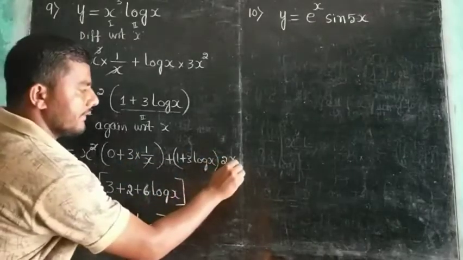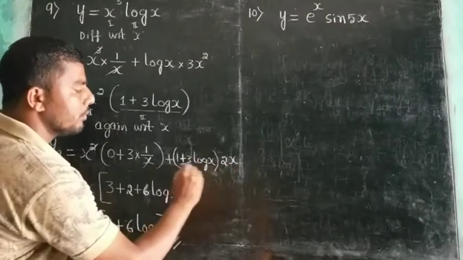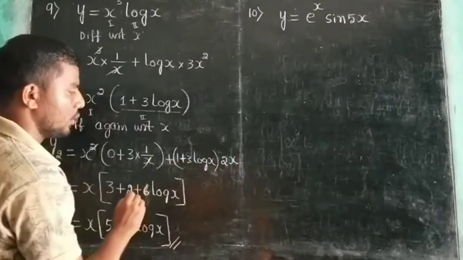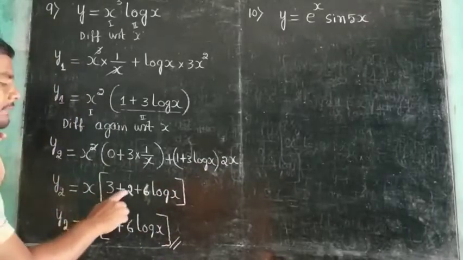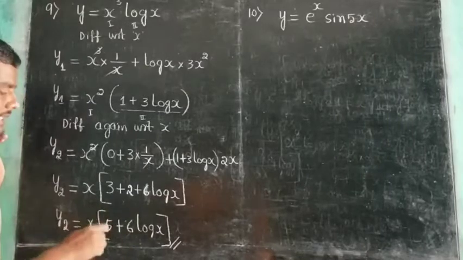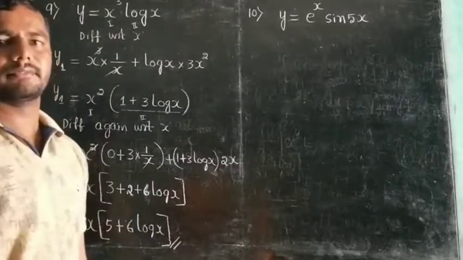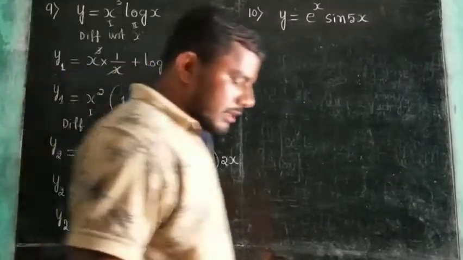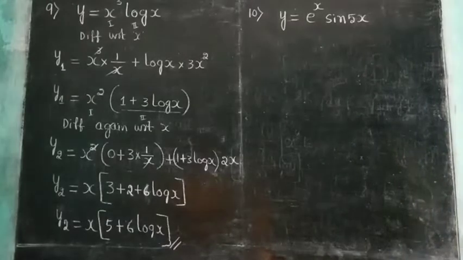Here we have taken x as common, and the remaining is 2. Multiply 2 to both the terms: 2 into 1 is 2, 2 threes are 6 log x. Here 3 plus 2 becomes 5 plus 6 log x, so x into 5 plus 6 log x. And then one more problem, problem number 10.